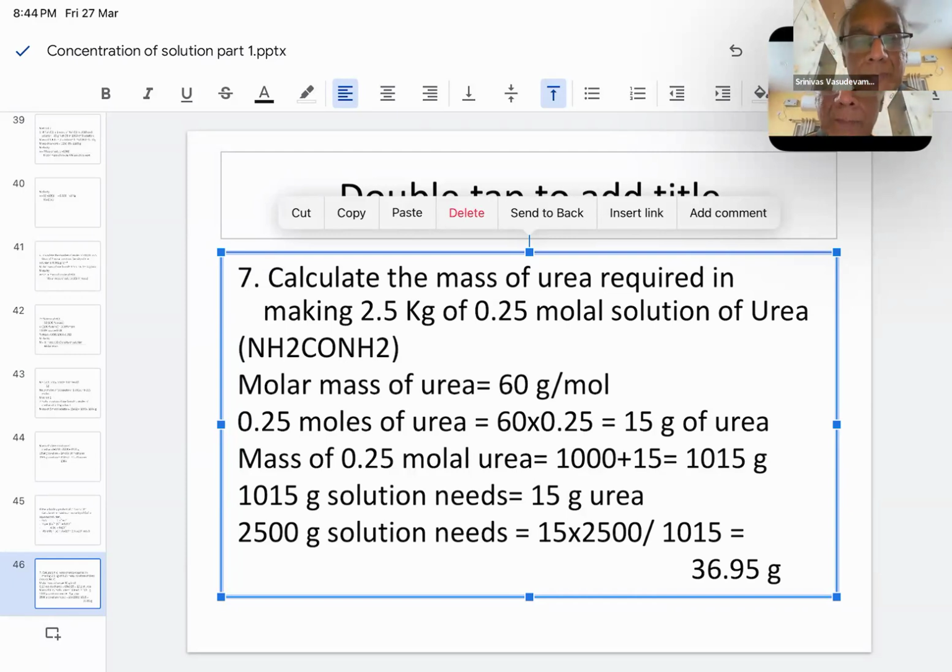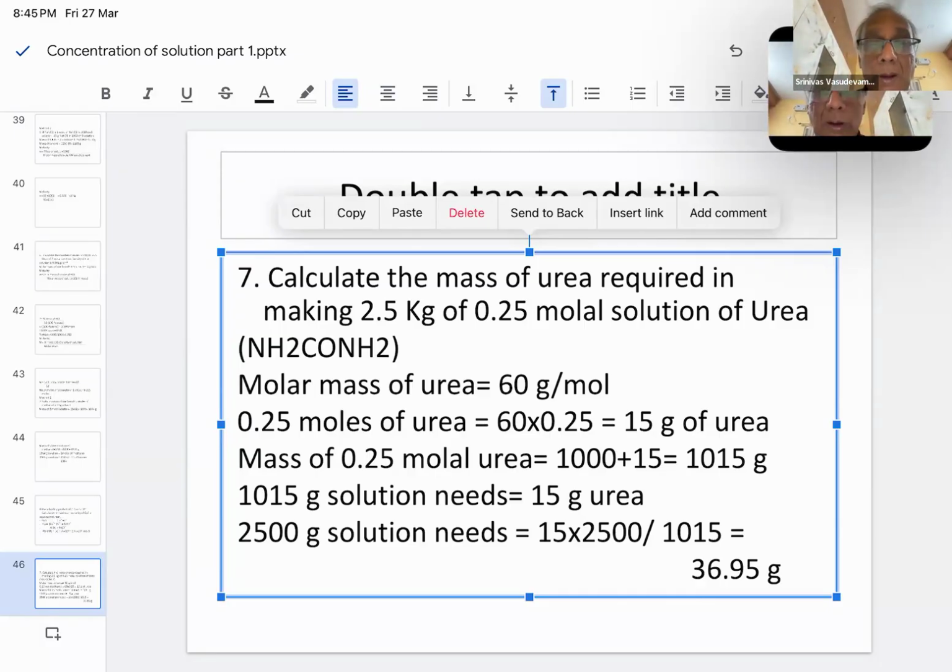Then what is the mass of 0.25 molar solution of urea here? Mass of solvent is 1 kilogram, 1000. Mass of solute is 15. 1015 gram is the mass of solution here. To prepare 1015 gram solution, I need 15 gram of urea.